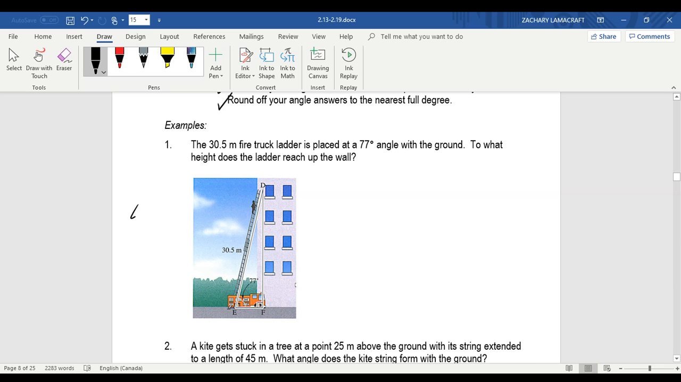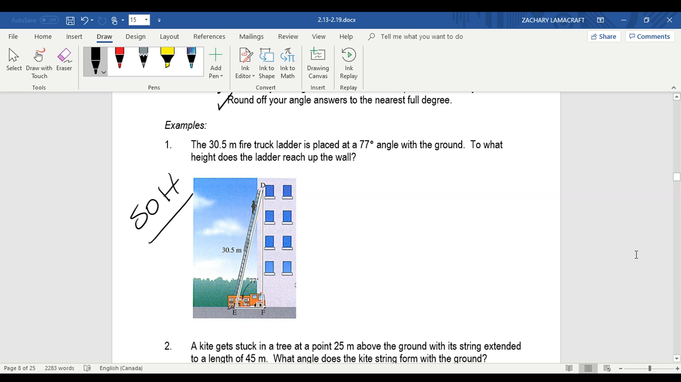We know that we're using the sine ratio or SOH. So I'm just going to write that out there for you so you're aware of that. But the following example says the 30.5 meter fire truck ladder is placed at a 77-degree angle with the ground. To what height does the ladder reach up the wall?